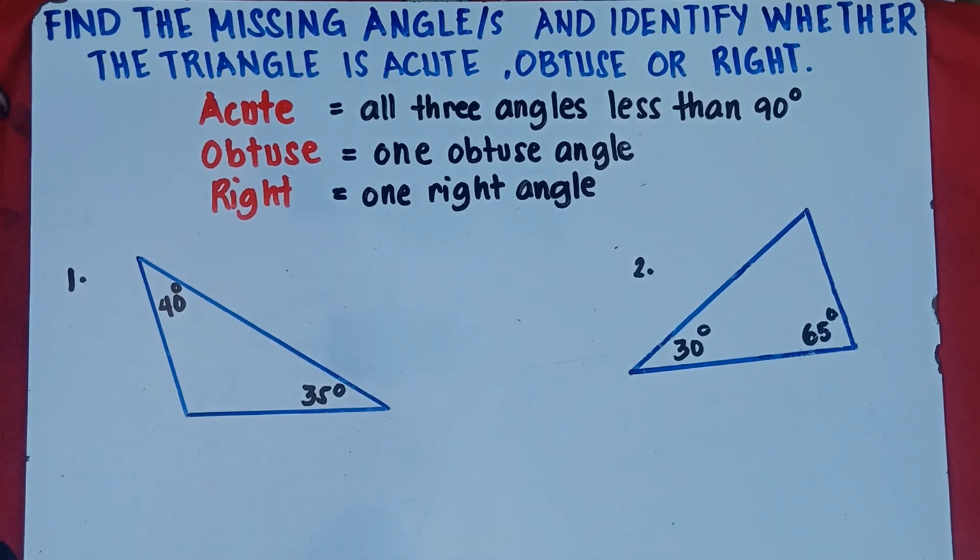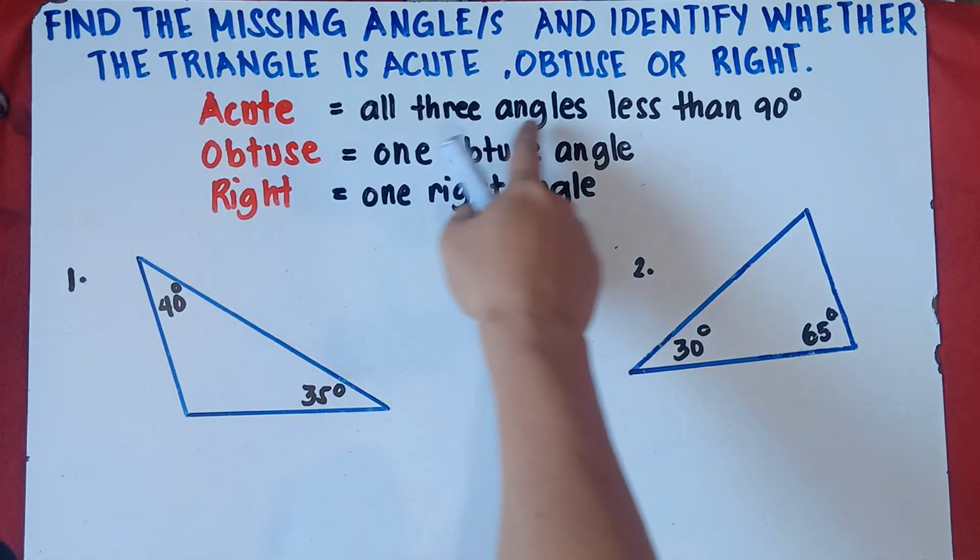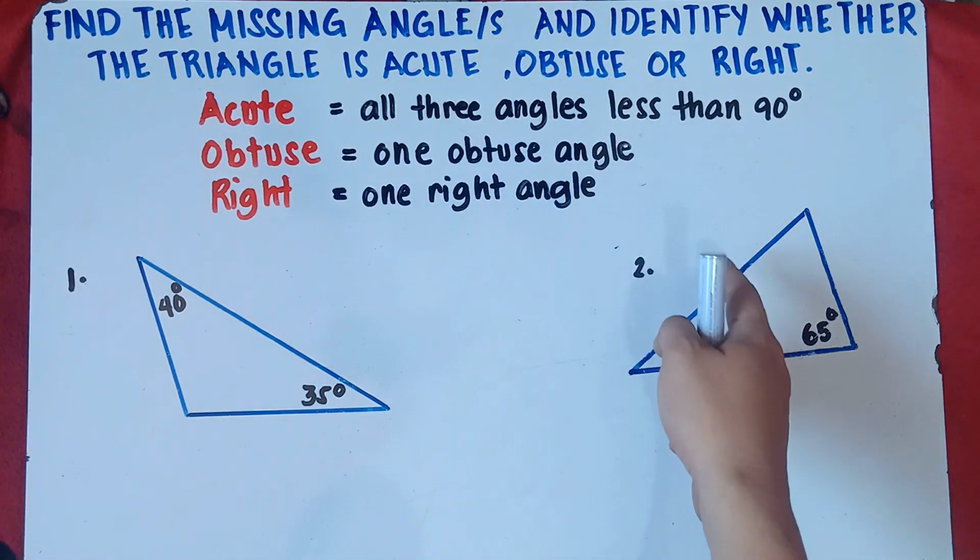Our topic for today's class is all about finding the missing angles and identifying whether the triangle is acute, obtuse, or right. So without further ado, let's do this topic. Now let's start with acute triangle. You will know that a triangle is an acute triangle if all three angles are less than 90 degrees.